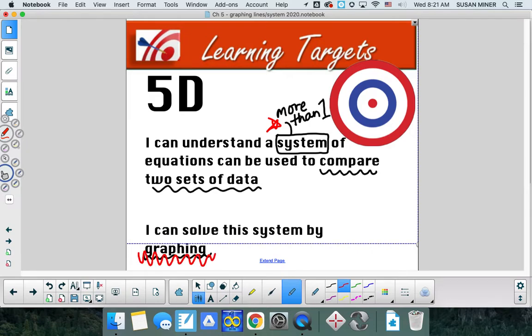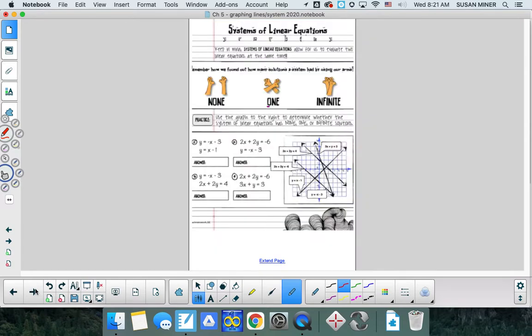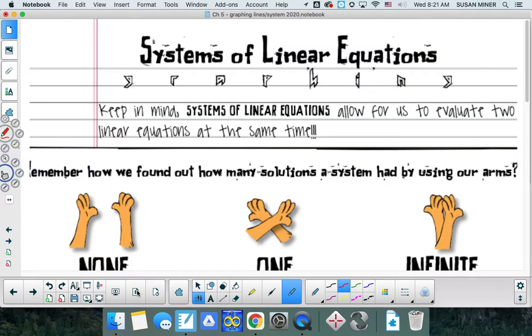Today, we're going to use our graphing in order to compare two different sets of data, two equations, and find out where they're the same. So that's what we're going to be doing today. All right, so let me make this big. A system of equations, remember, is just more than one equation. This word system, a system is just working together, right? And so this is more than one equation. We're going to take a look at more than one equation and compare them.